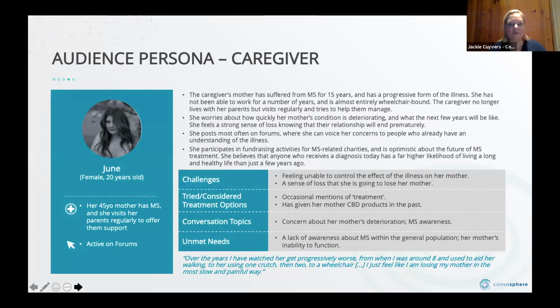Finally, we have June, a caregiver. Her mother has had MS for 15 years, and it's been progressive. She's not the full-time carer, her father is, but she's quite active in the MS community on forums, speaking with other caregivers and patients and helping raise awareness and understand how best to support her mother.